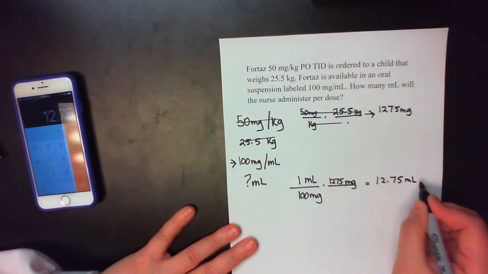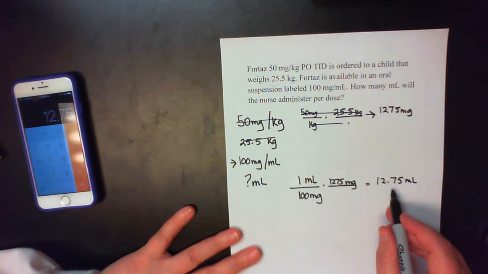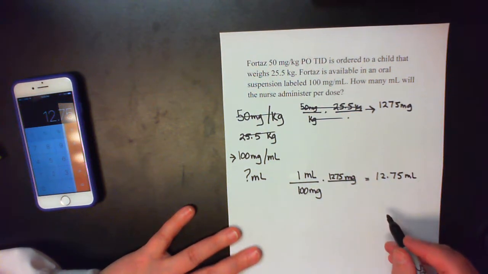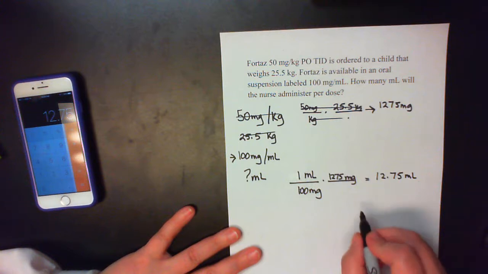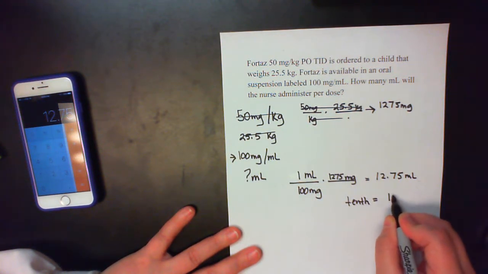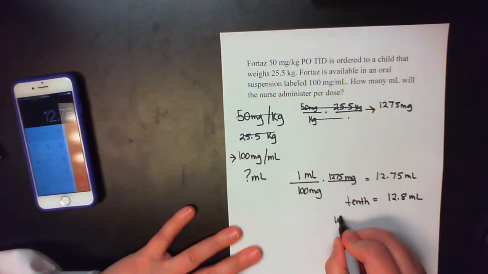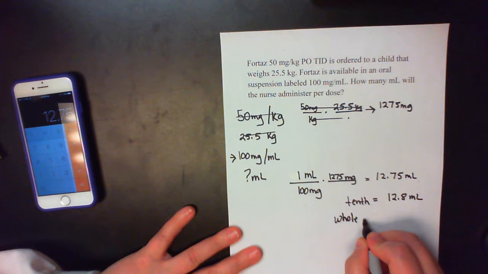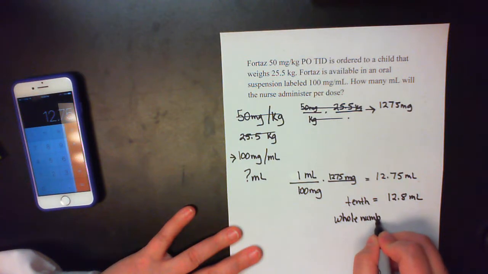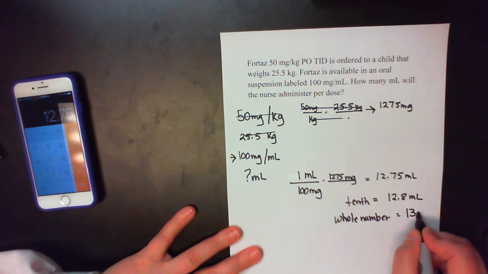And so that's going to give us 12.75 milliliters. And again, I would be more specific on what I wanted you to round to, but I'm just going to say we're going to round this. If I say round to the tenth, it would be 12.8 milliliters. If I had said to round to the whole number, you would put 13 milliliters.